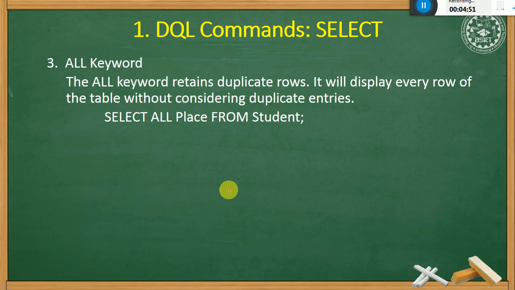Then third, all. The all keyword returns duplicate rows also. It is opposite to distinct, or we can use star to display all the records. If we want to display all the records with duplicate entries, we use select all place from the student. Place means city names. So it displays all the city names with the duplication also. So these are the keywords, star, distinct, and all, used within the select.